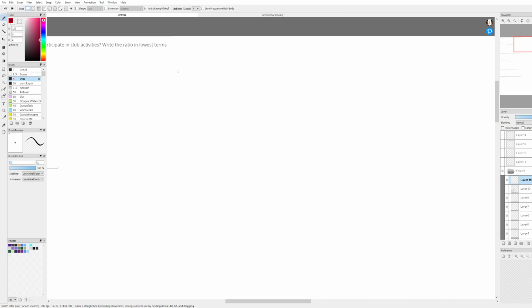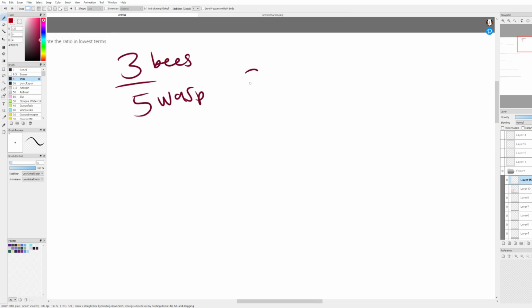However, the main difference is that usually ratios are the same unit, give or take, and they can be expressed differently. So if you have something like 3 to 5, like 3 bees to 5 wasps, I don't know, you could write that as 3:5, or you could write it like this with 3/5.